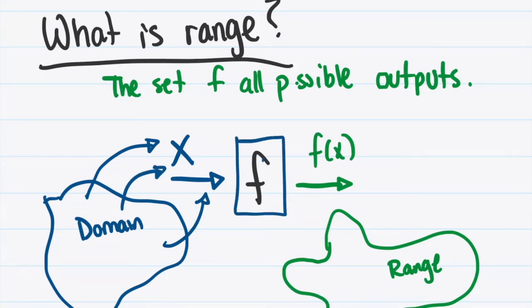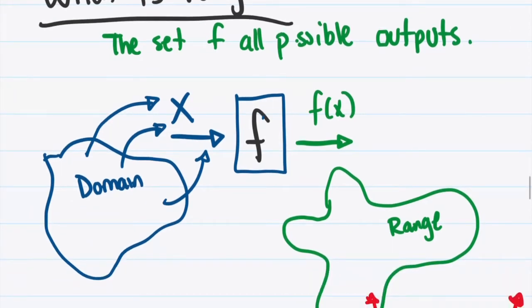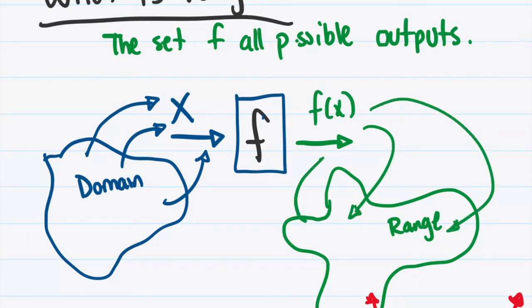And my range in this case will be this pool of options. When I plug in this domain, I'm going to get this range. When I plug in this other domain, I'm going to get this range. These are my limitations on what I can get. So today, let's focus on range.